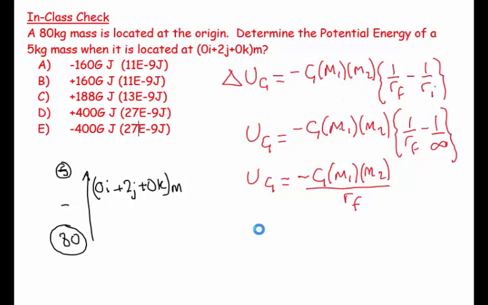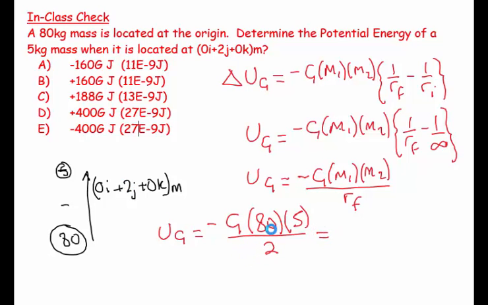Many people just from practice know this equation, but if you don't recall it, you can get it by visualizing how you work the physics of it. So UG is equal to minus G, M1 of course is in this case 80, M2 is in this case 5, and the separation between the two is simply 2.